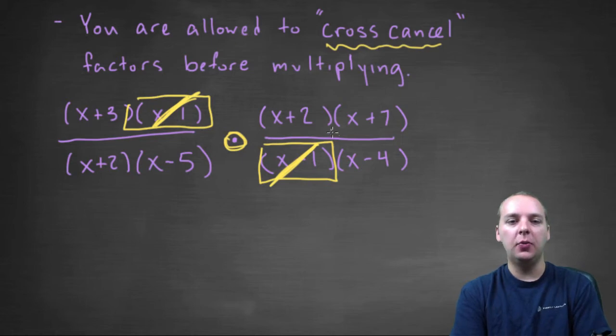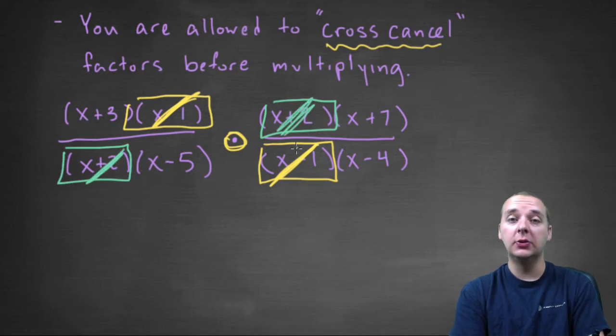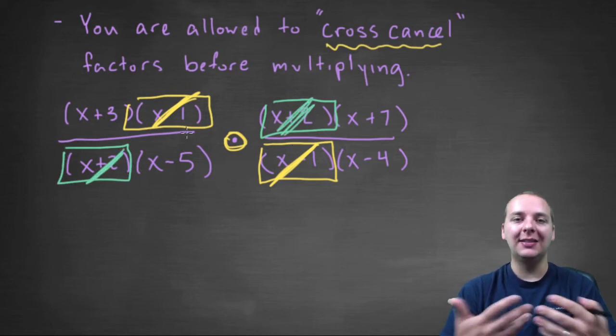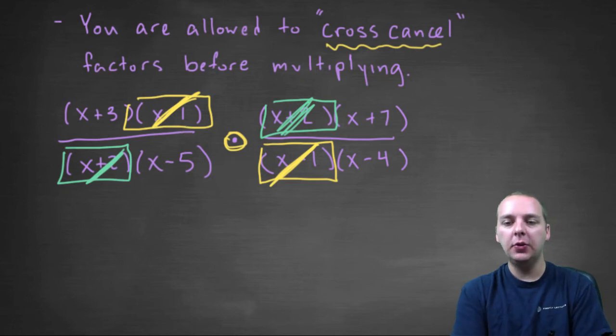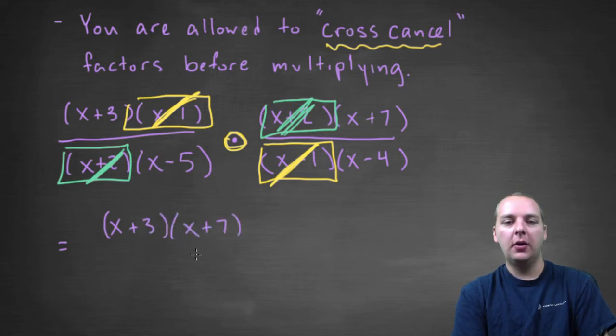All right, the same thing with this x plus 2 factor right here and this x plus 2 factor. We can go ahead and cancel those as well. And so then we have less to multiply. So you are allowed to cross cancel. So for this particular exercise, the final answer would be x plus 3 times x plus 7 all divided by x minus 5 times x minus 4.